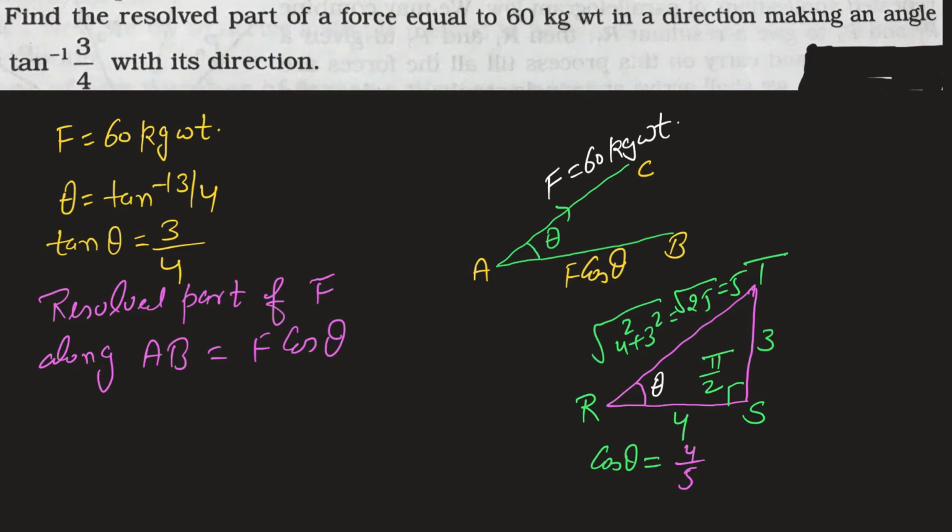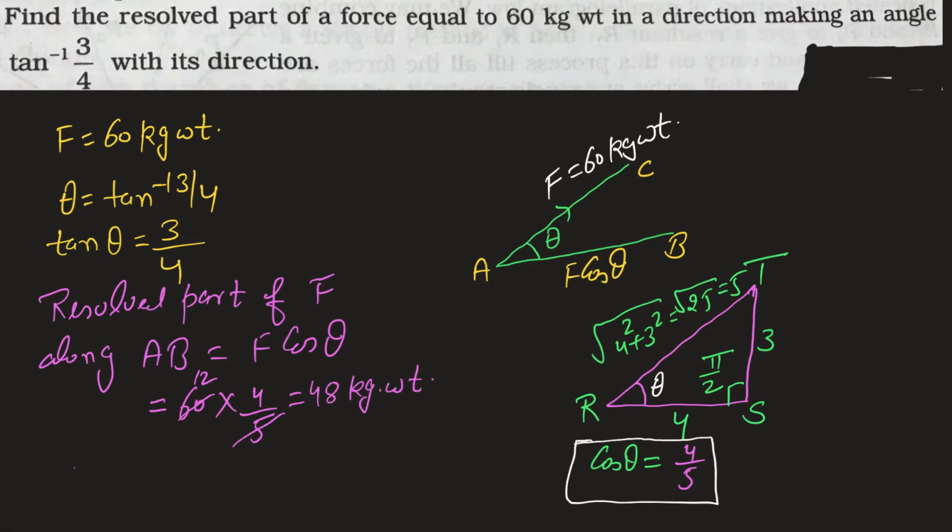So cos theta is 4 by 5. Now substitute these values over here. F is 60 kilogram weight, cos theta is 4 by 5. So this will go on 12, so this will be 48, and units will be the same as those in which the force is given. This implies that the required resolved part is equal to 48 kilogram weight. So this is what we were required to determine.